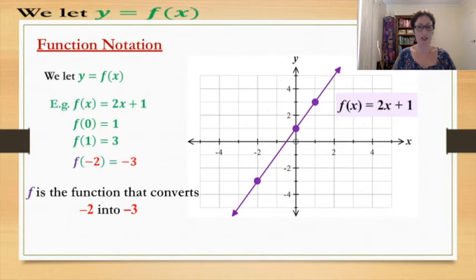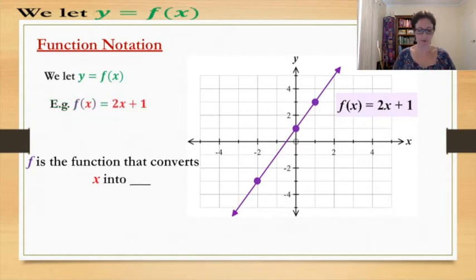So they are 3 specific x values. What about f? f is the function that converts x into what? So how did we get each of the corresponding y values, if you like, the function values? Well, we used the function, and so that's the answer that we're after here. f is the function that converts x into this answer. So it's the set of rules, if you like, that we're applying to x each time.